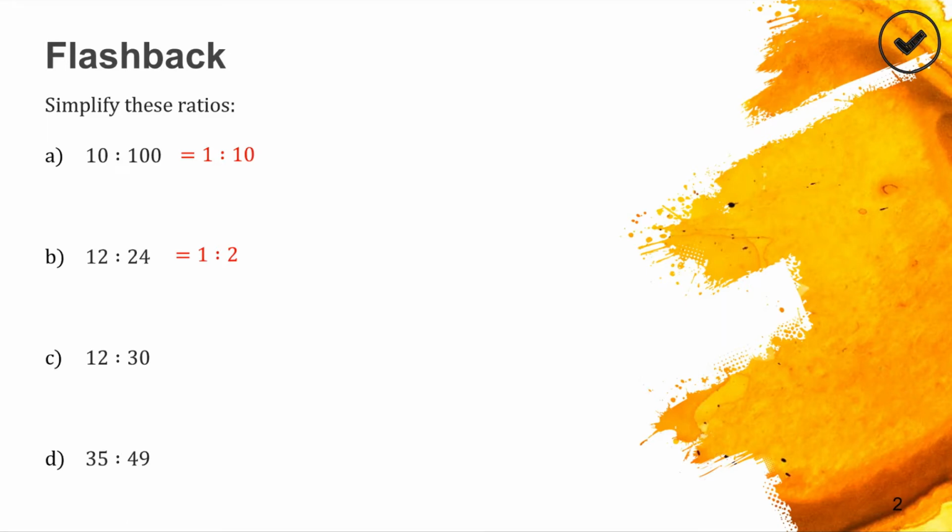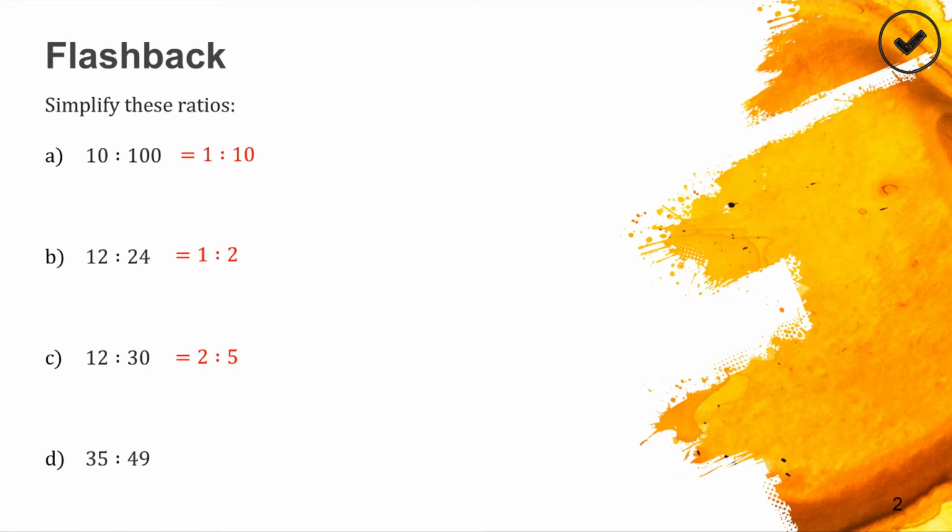For question C, we're trying to think of a number that is going to multiply into 12 and into 30. The best answer is going to be 6. 2 works, but 6 is a better answer because it's a bigger number. So 12 is 2 lots of 6 and 30 is 5 lots of 6. So our simplified ratio is 2 to 5.